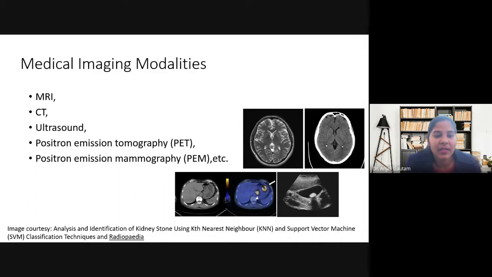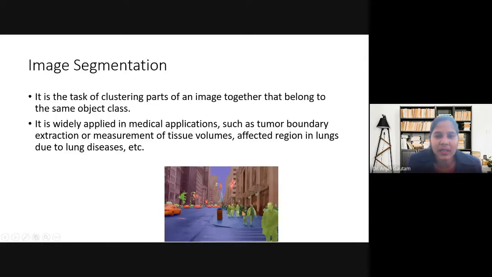So basically, this is an image, you can see the MRI image of the human head. This is the MRI image of the head, and this is the CT scan image, and this is a PET scan, and this is your ultrasound image of the kidney. You can see that there is a kidney stone inside it. So basically, these are the medical imaging modalities. So now we know what medical imaging is.